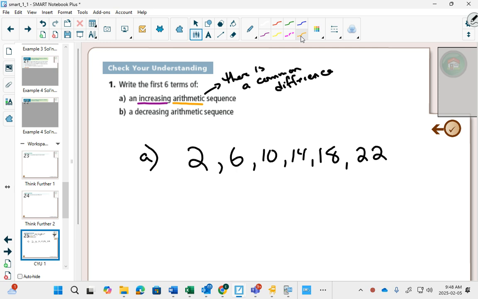And we've written the first 6 terms, it's increasing. We pick 4 for D. So we would say the common difference is 4 because in each of these we're adding 4. And we have made an increasing arithmetic sequence.